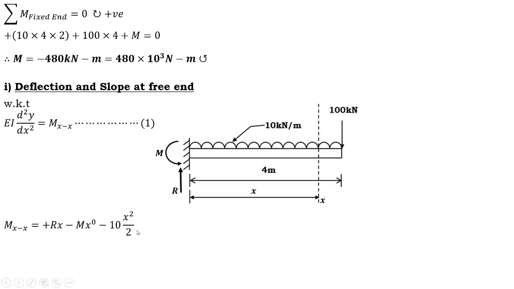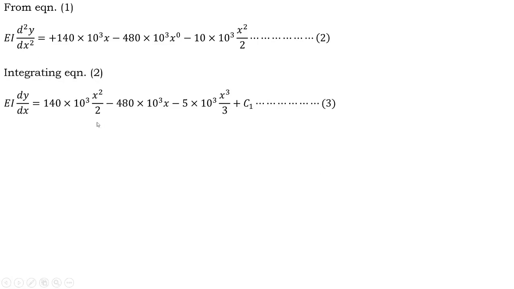So it is 10 into x square divided by 2. This is the moment which is acting about the section xx. So this force will not be included because I consider the section up to this point. Whatever forces are there on the left hand side of the section, only those forces I have considered. Then after simplification, by putting the value of R and the value of M, I'll get the equation as equation 1.